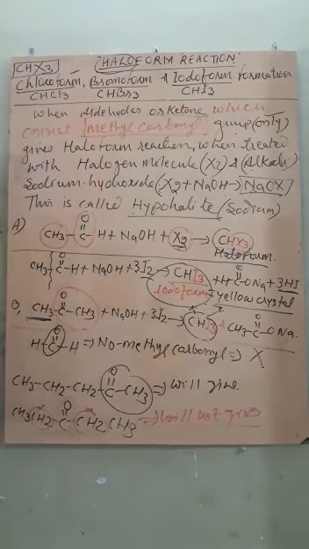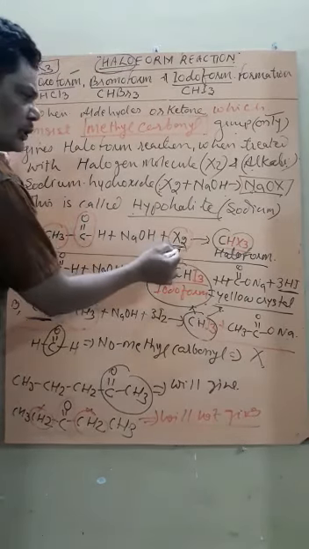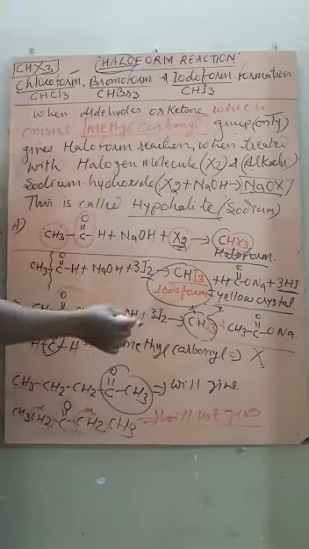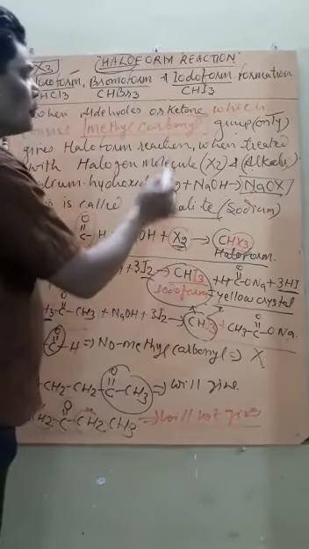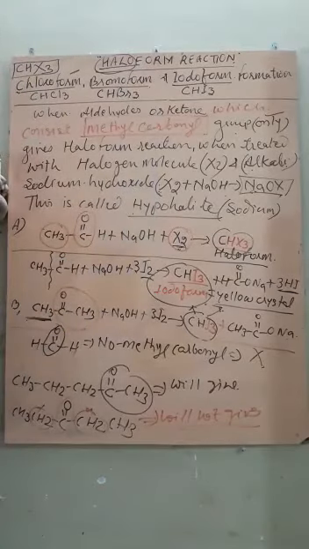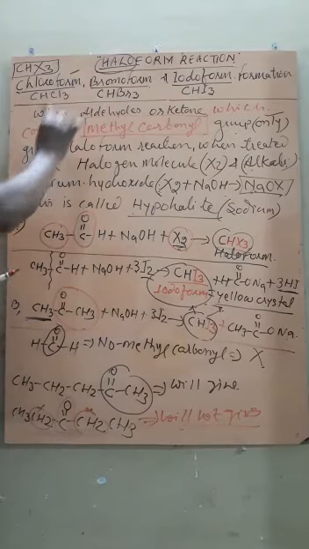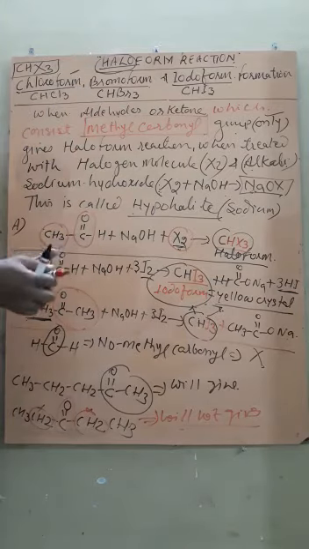Similarly, if you have to prepare chloroform, then besides H2 you have to take Cl2. If you have to prepare bromoform, then besides H2 you have to select Br2. Is that clear?